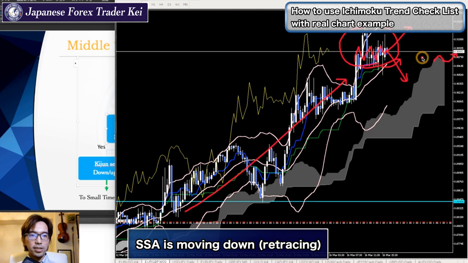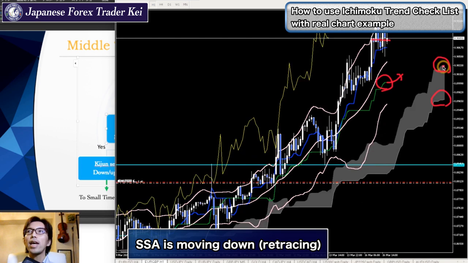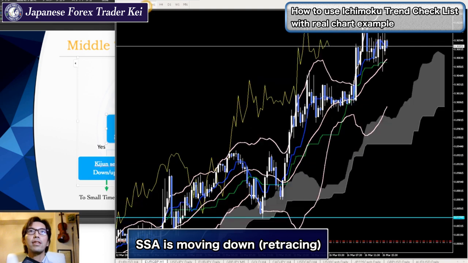So again, in the 1-hour chart, right, Senkou Span A is moving up, and this one looks horizontal, but Senkou Span B is moving up, but Kijun Sen is horizontal, right? So that means that the market is retracing and consolidating right now. So we better wait for this Kijun Sen to move up, or Senkou Span A to move up, to take a buy next time. Or you look at the 30-minute chart and wait for this Senkou Span A to move up, or Kijun Sen to move up, to take a buy.